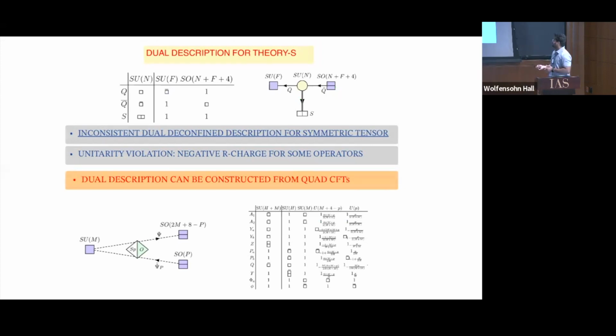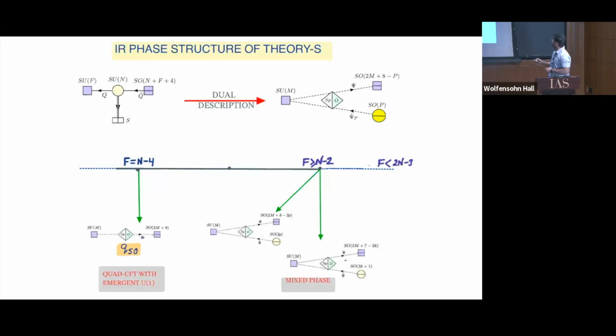And we can construct our dual description using the second class of quartz CFTs. These are QSO quartz CFTs, and this is their Lagrangian. If you gauge one of the global symmetries, the theory that you get is exactly dual to our UV theory with the symmetric tensor.